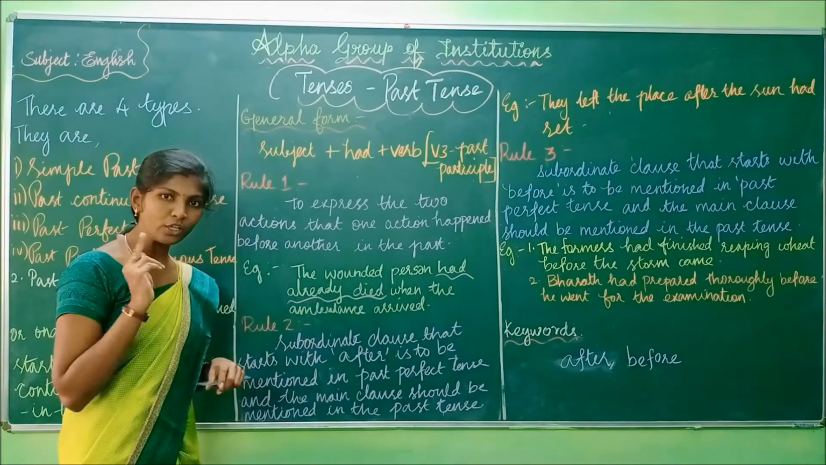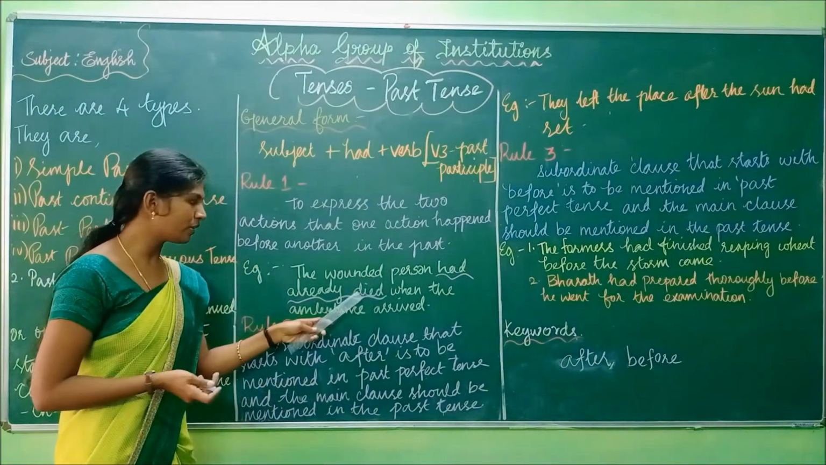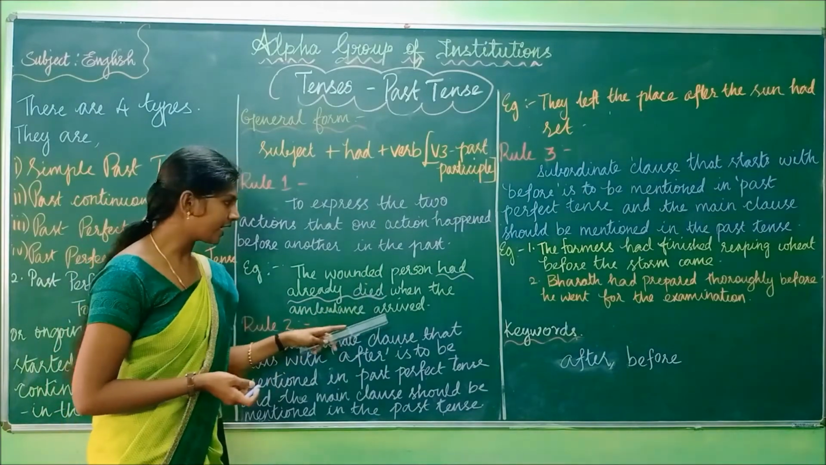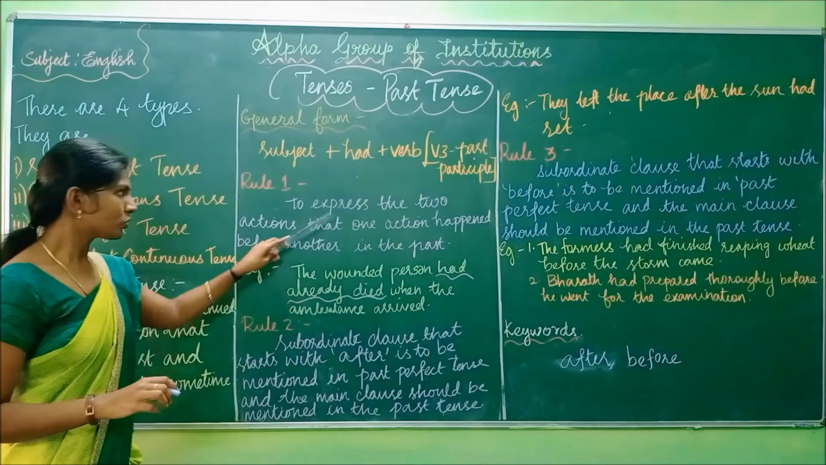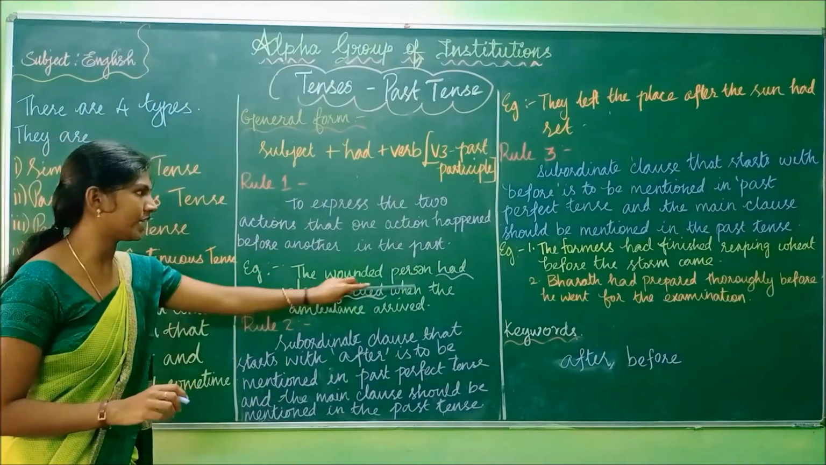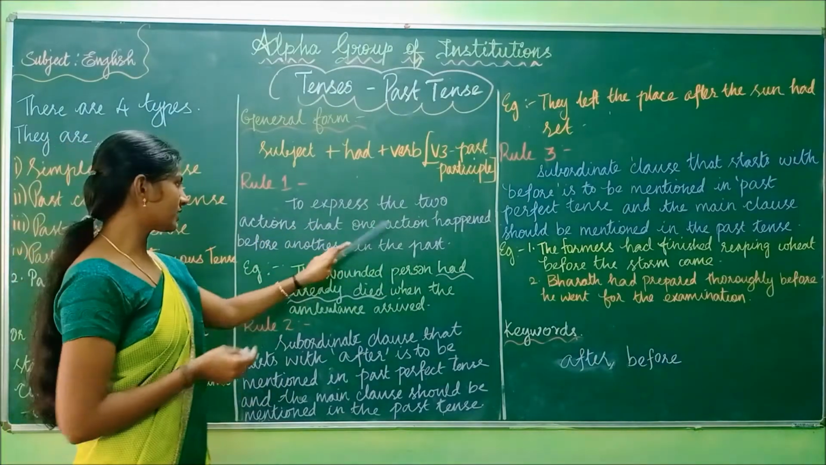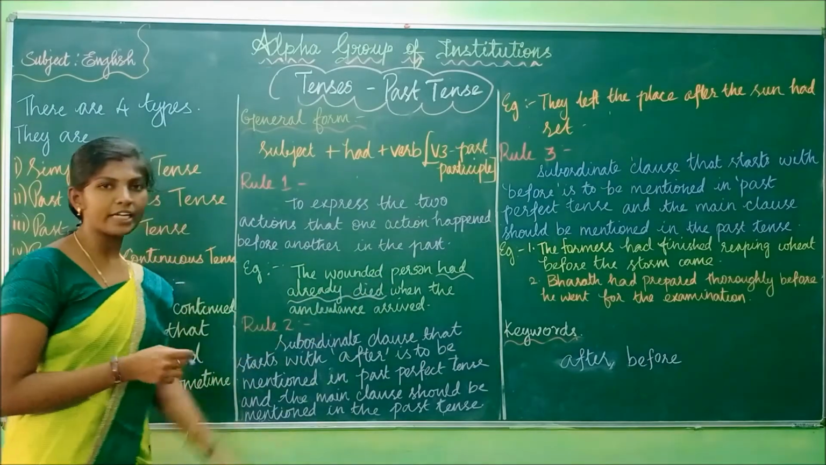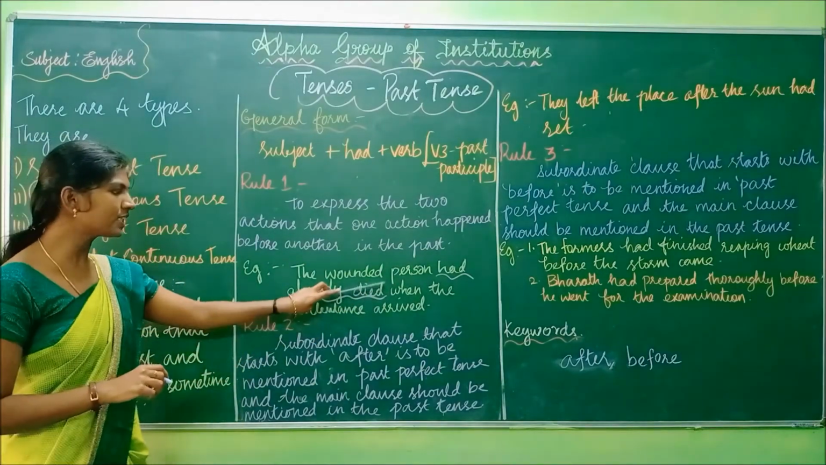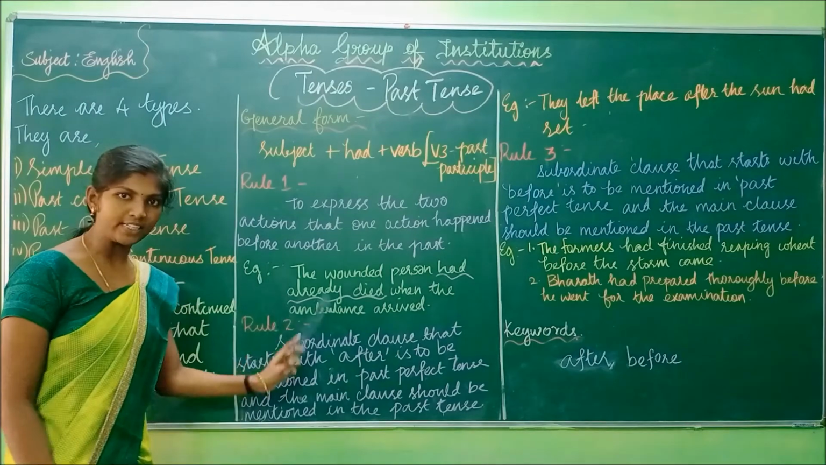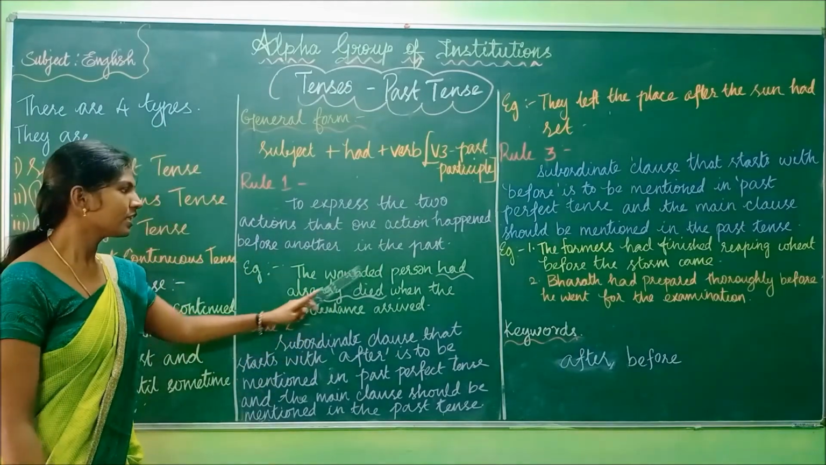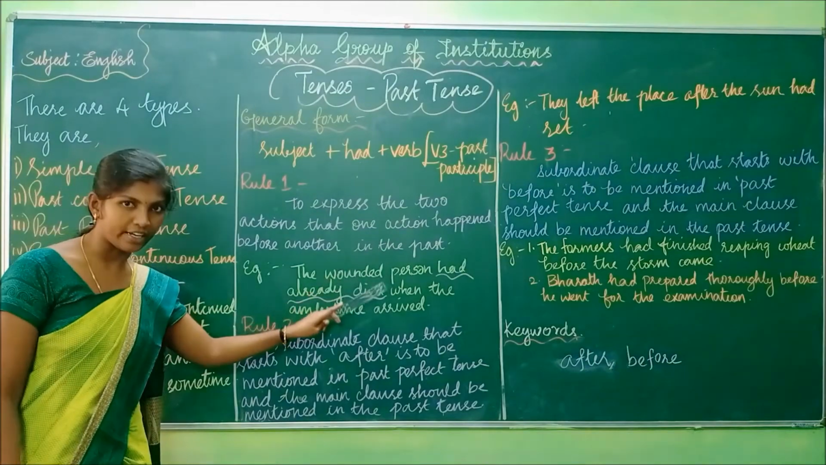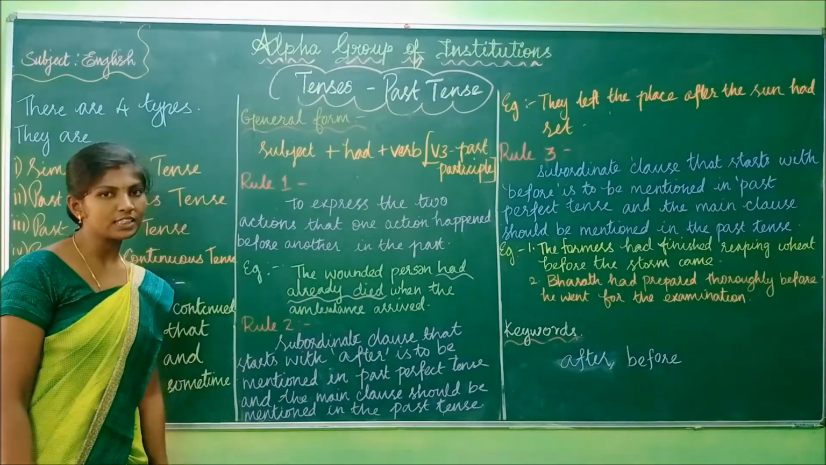So there are two actions. One action is the wounded person had died. The second action is the ambulance arrived. So to express two actions, where one action happened before another in the past. Before this he had died, that is the action which is given as first. The wounded person had already died when the ambulance arrived.